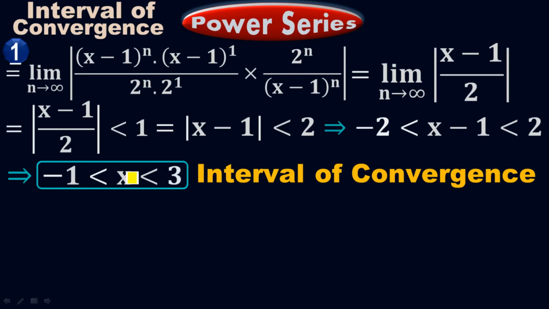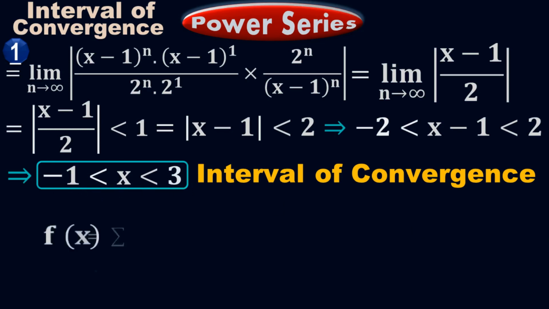Then I'm going to repeat the process. I will plug in the value of x equals 3 in the series. And finally, we'll check whether the final answer is less than 1. If it is less than 1, then the power series converges at 3. If it is greater than 1, then the power series diverges at 3. These are the values of x, -1 and +3.